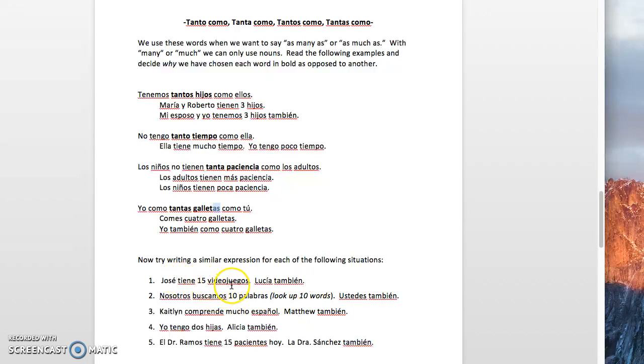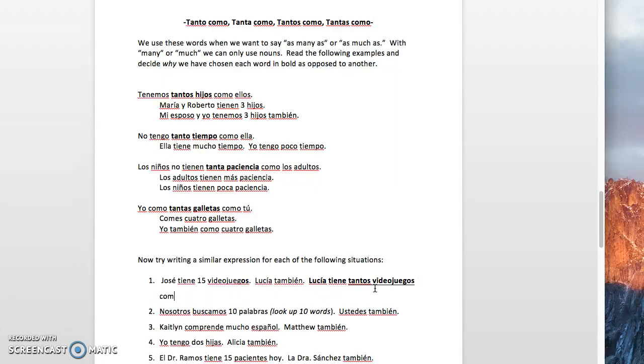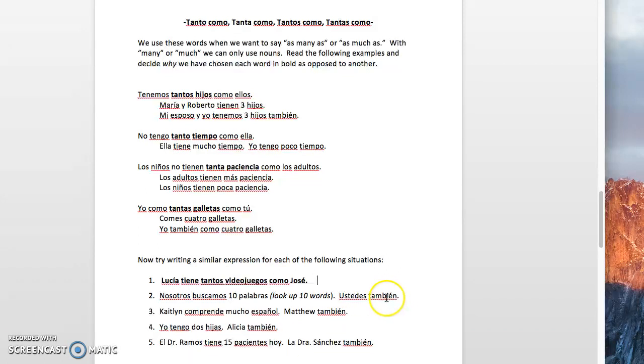José tiene 15 videojuegos y Lucía también. We can start with José or we can start with Lucía. No importa. I'll start with Lucía. Lucía tiene. We see videojuegos and we can tell that it's going to be a masculine plural because most of the time if it ends in O, it's going to be masculine. So, Lucía tiene tantos videojuegos como José. Significa que el número de videojuegos es igual.